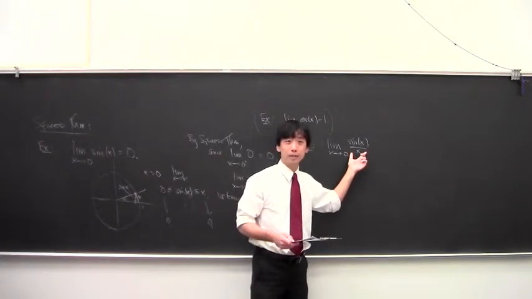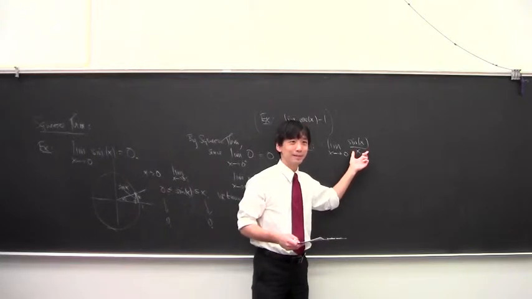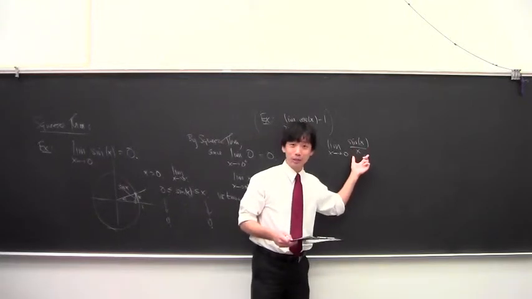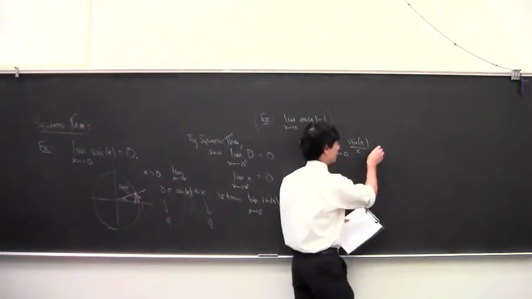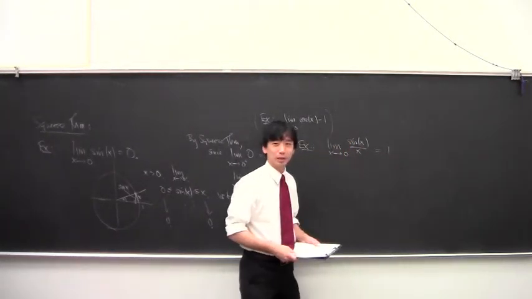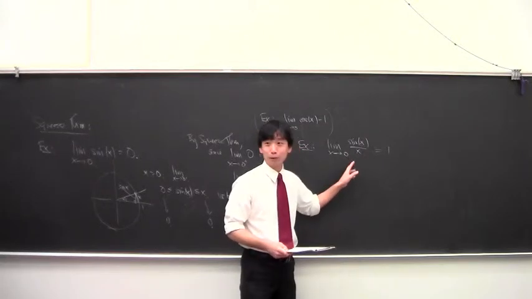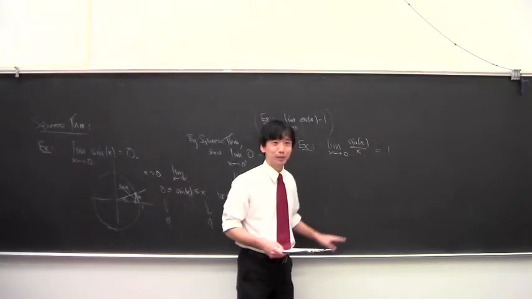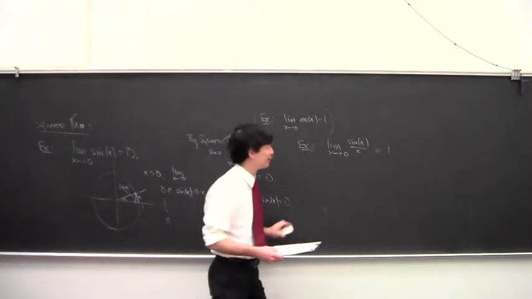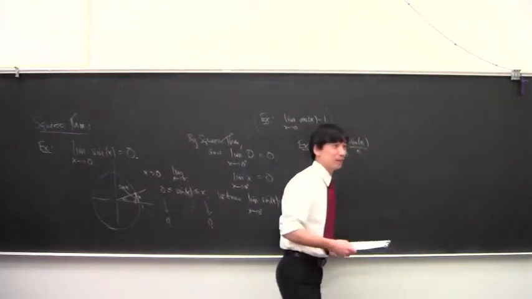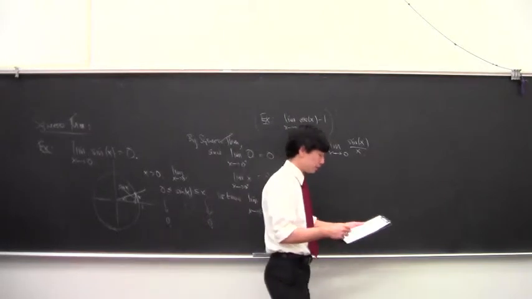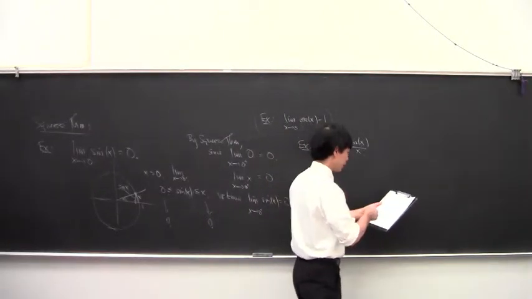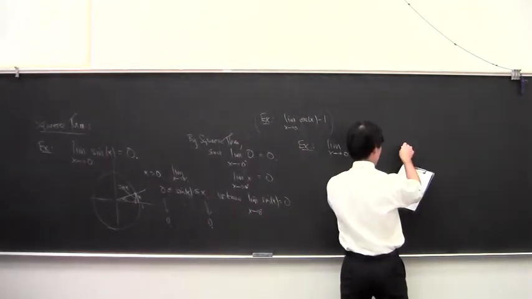Any other ideas? Does anyone know the answer to this? What's the limit of sine x over x? Yes, it's 1. It turns out to be 1. And it's not because 0 over 0 is 1. Okay, don't tell me that. But you can see this using the squeeze theorem. So again, we're going to do something geometric.